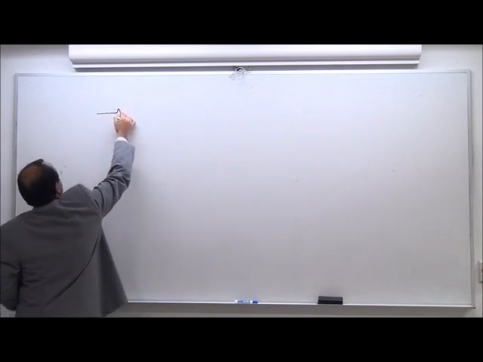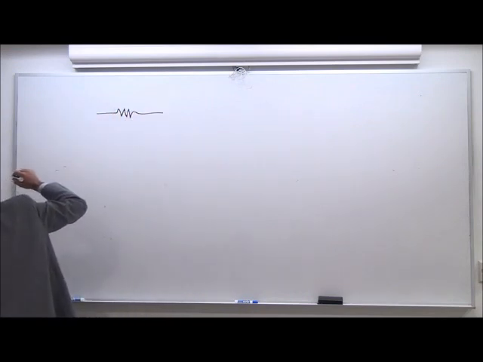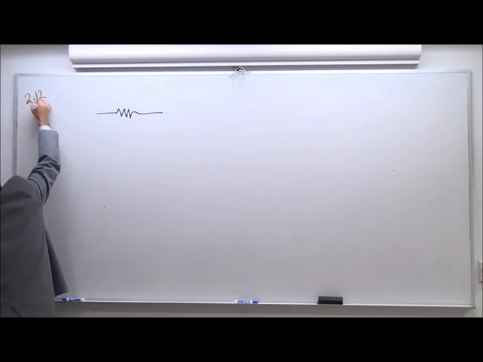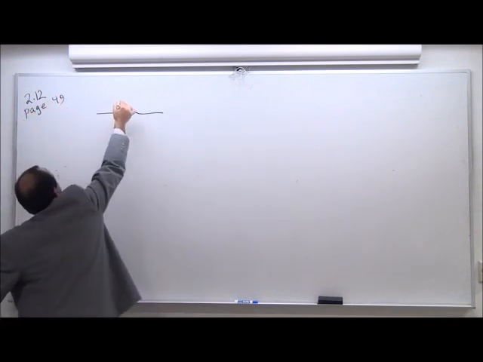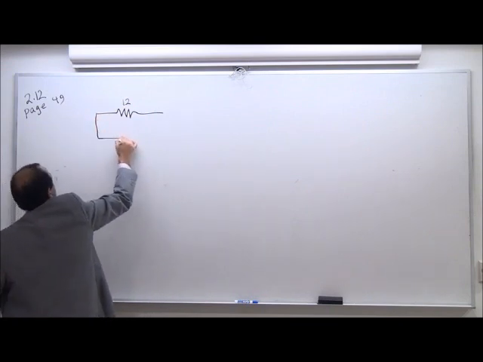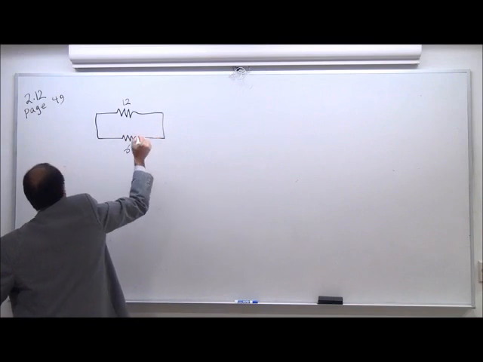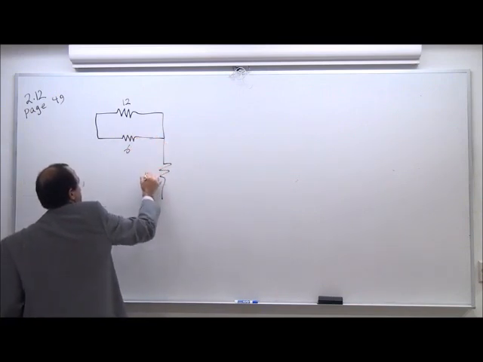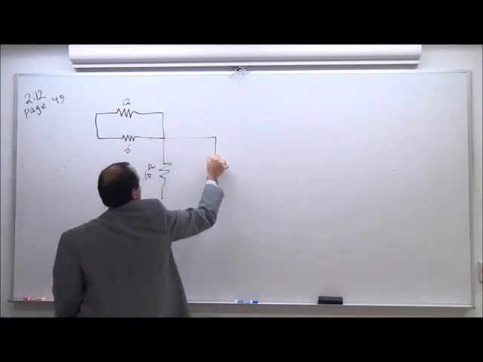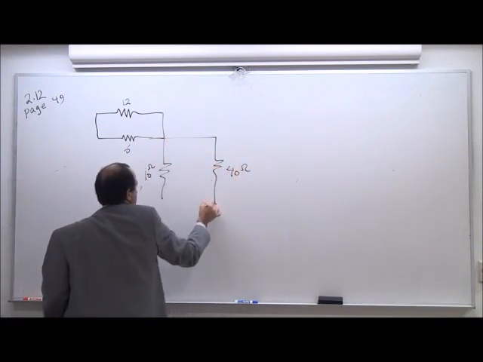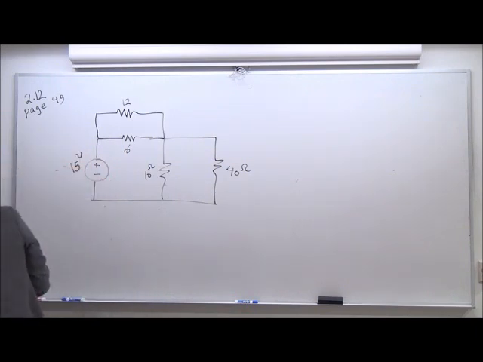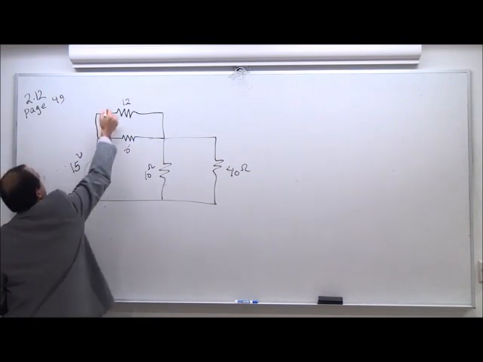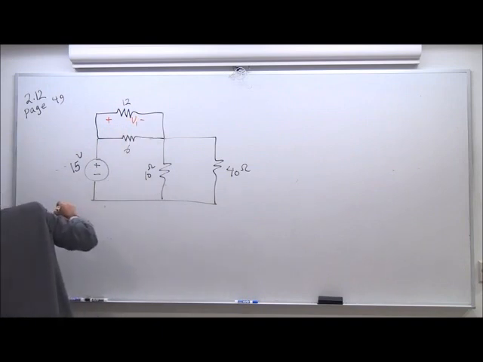Suppose you have the following design. This is practice problem 2.12, page 49. 12 ohm, 6 ohm, 10 ohm, 40 ohm, and you have a voltage source of 15 volts. Let's see if I have everything. The question is asking us to find V1 and to find V2.